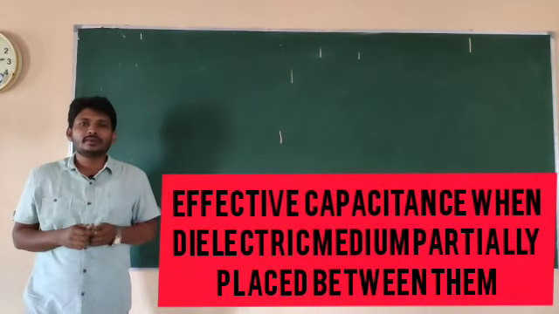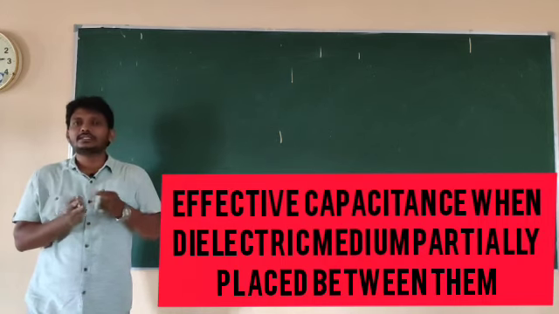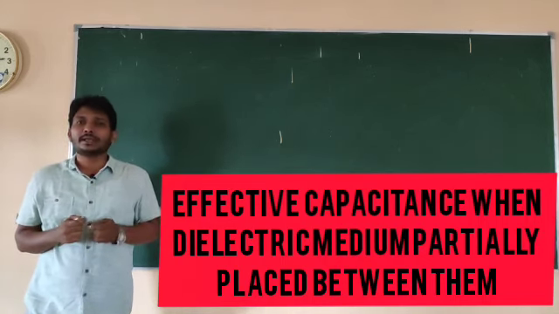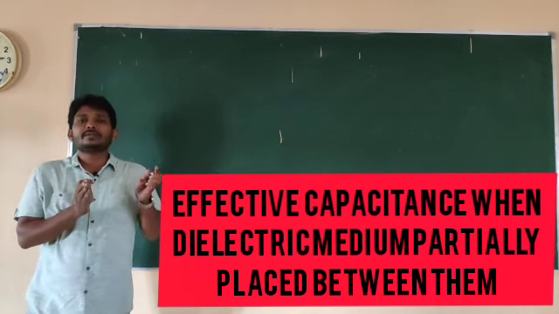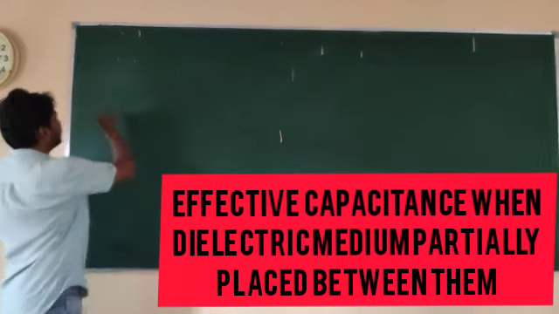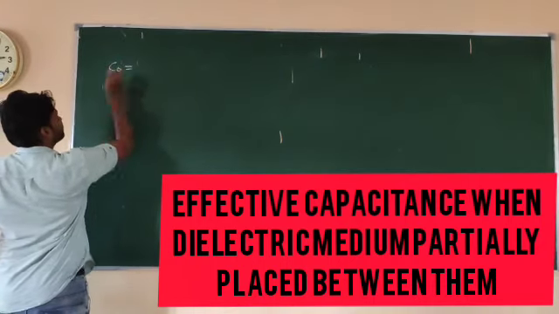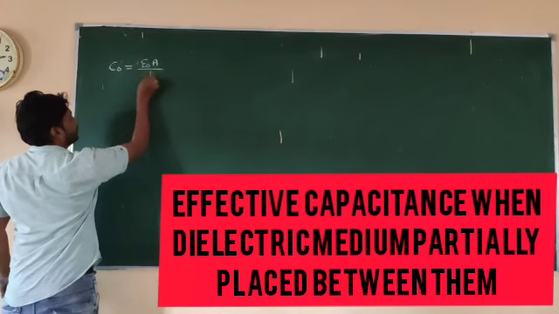So in the previous session we were discussing the capacitance of a parallel plate capacitor. We derived the expression for capacitance between the two plates when they are placed parallel to each other. So we got that equation: C naught is equal to epsilon naught into A divided by d.